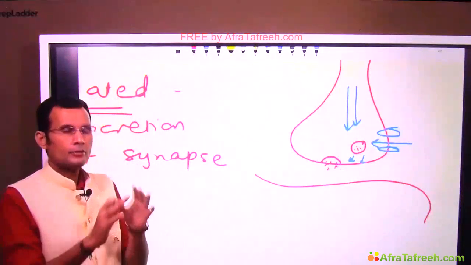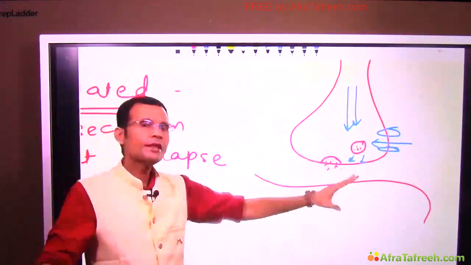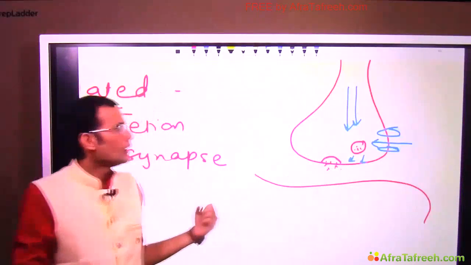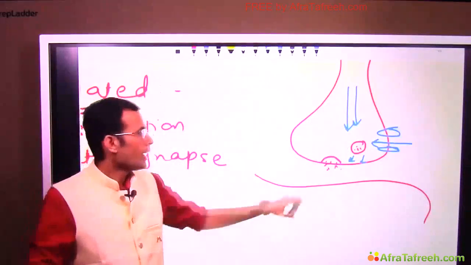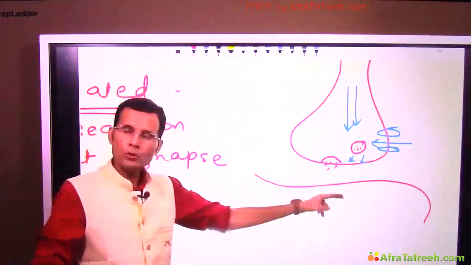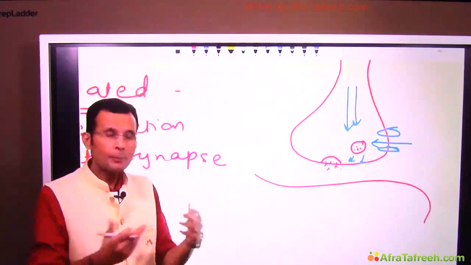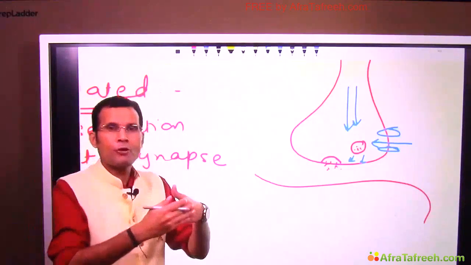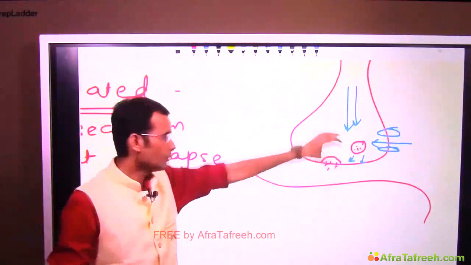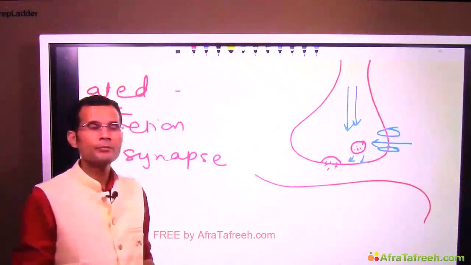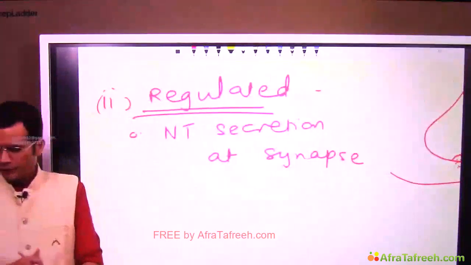I may just add a point here. Calcium came in, so calcium was needed for this process. Why was calcium needed? Because the vesicular membrane and the target membrane are both negatively charged. Then they will repel. There will be repulsion. So there has to be some bridge formation between the two membranes, the vesicular membrane and the presynaptic membrane. The bridge is formed with the help of calcium. So calcium influx is necessary there.